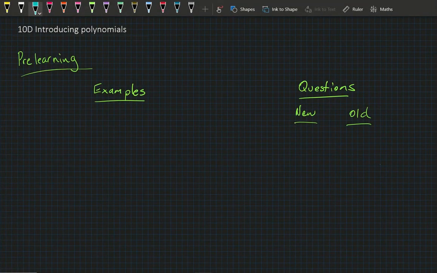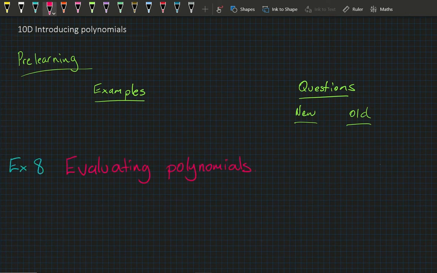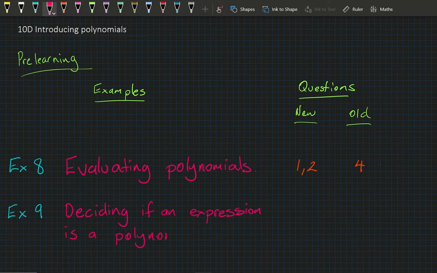Hi class, welcome to exercise 10D, where we're going to introduce polynomials. Today, your examples and pre-learning will be example 8, evaluating polynomials. And your pre-learning for this example will be questions 1 and 2 in the new book and question 4 in the old book. And then we'll do example 9, which is deciding if an expression is a polynomial.